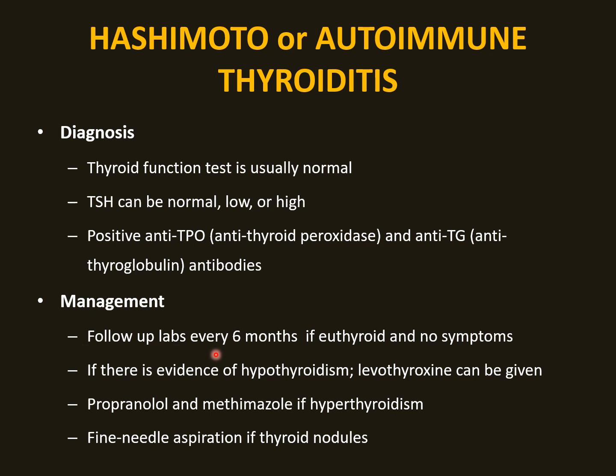Management: follow-up labs every 6 months if euthyroid and no symptoms. If there is evidence of hypothyroidism, you need to give levothyroxine. If the patient is showing evidence of hyperthyroidism, propranolol and methimazole will be a good option. If there is a thyroid nodule, you need to do fine needle aspiration.